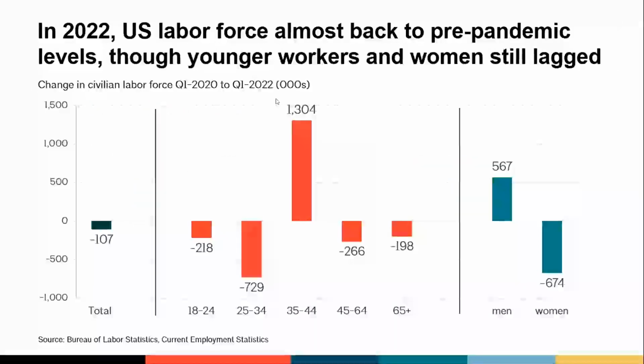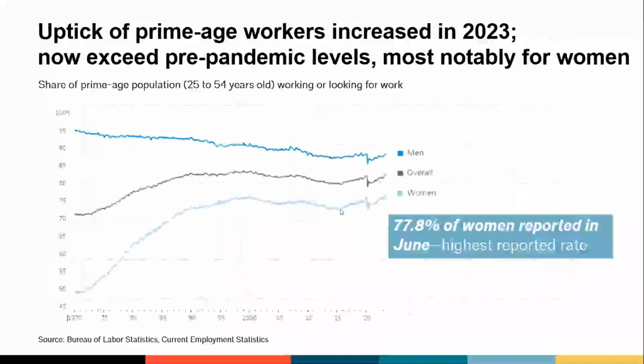I mentioned our labor force. So again, this is one of our macroeconomic pieces that we look at. We are back to pre-pandemic levels, but our younger women and workers going into 2022 do still lag. That being said, the June numbers just this past year did show the highest reported rate of women that we had had in a long time.